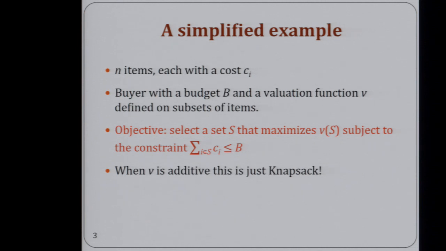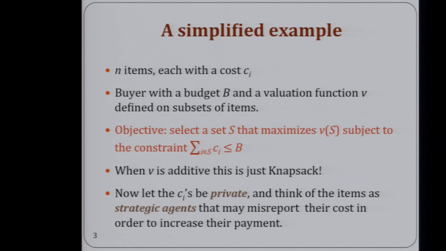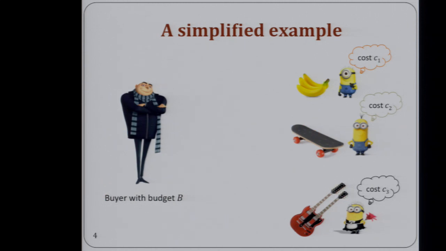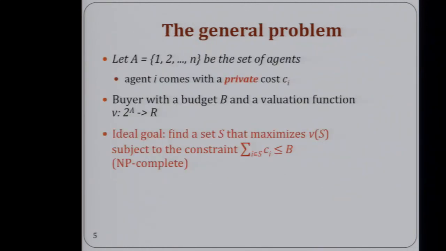Well, we're going to consider non-additive valuations here. Apart from that, the problem gets more complicated when the costs are private information. If the costs are private, now we want to start thinking about mechanisms. For example, if the items correspond to services offered by some agents, maybe people want to misreport the cost. Maybe people want to report a higher cost because then they may get a better payment.